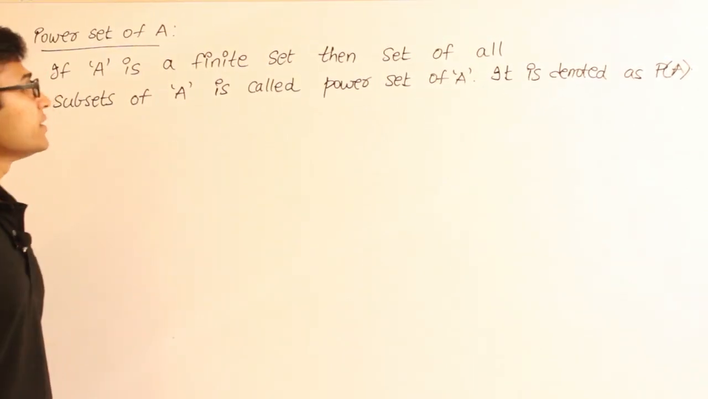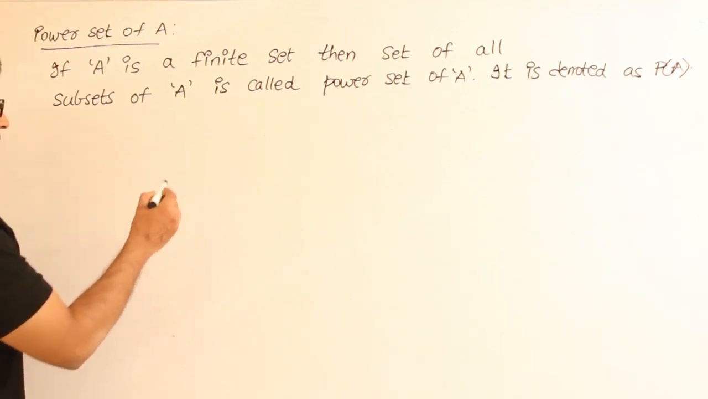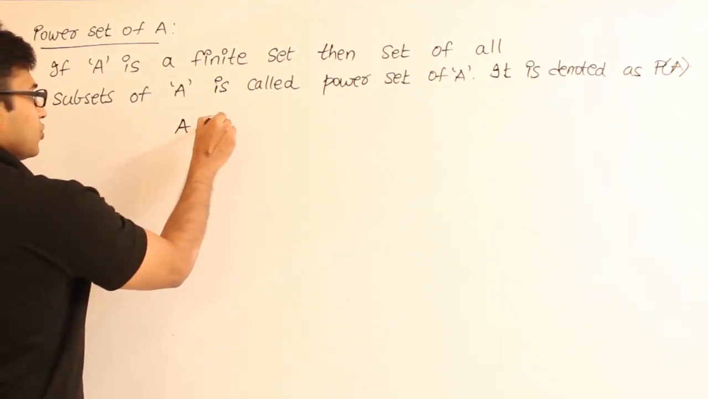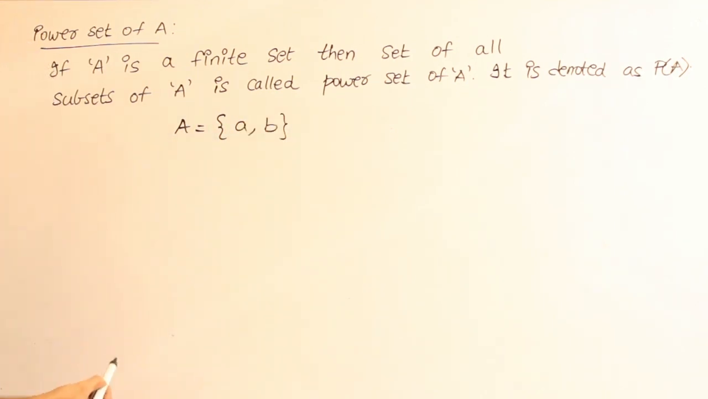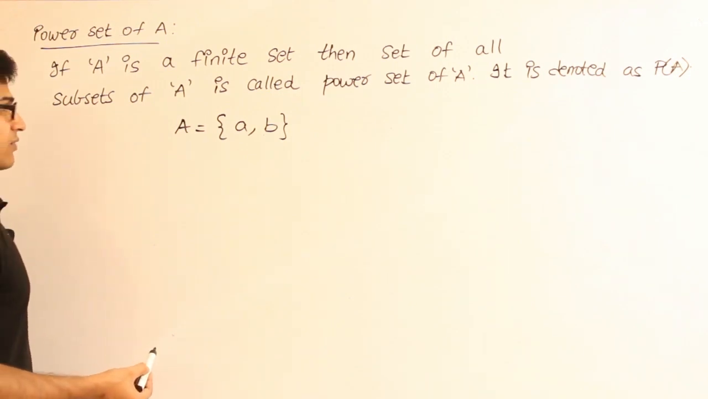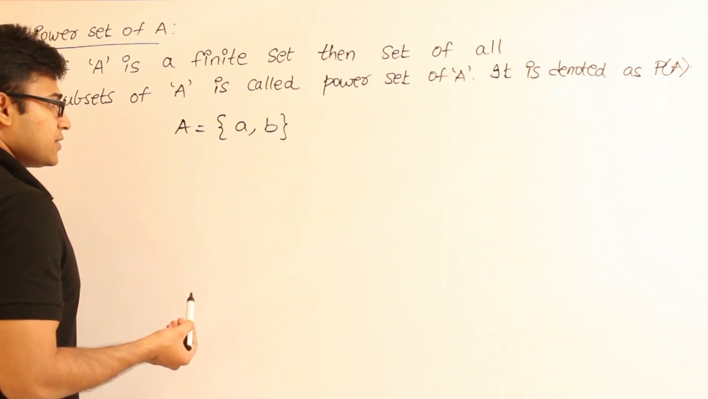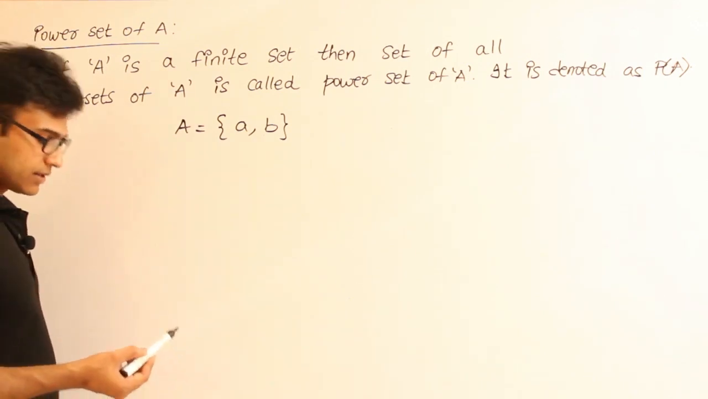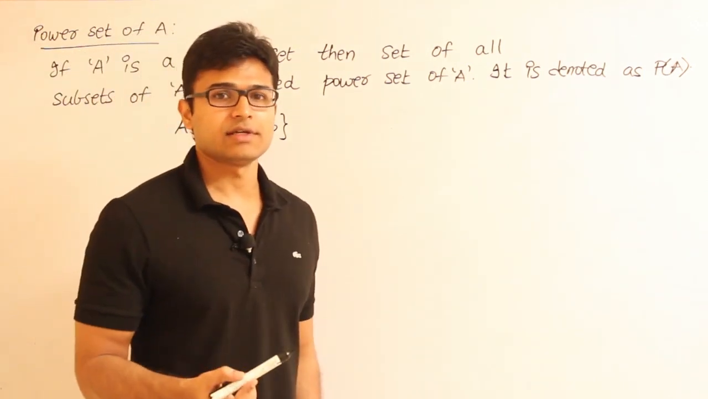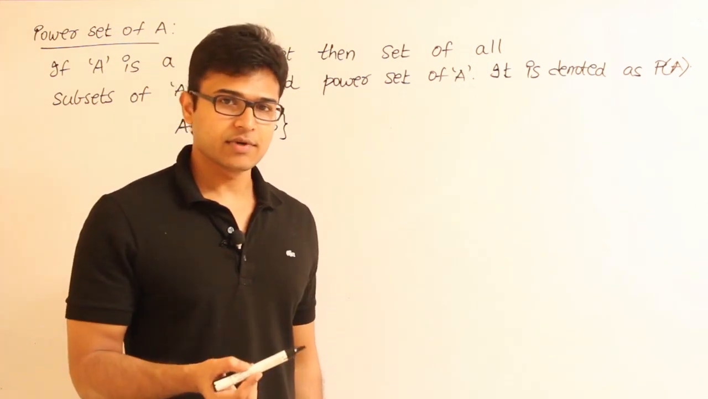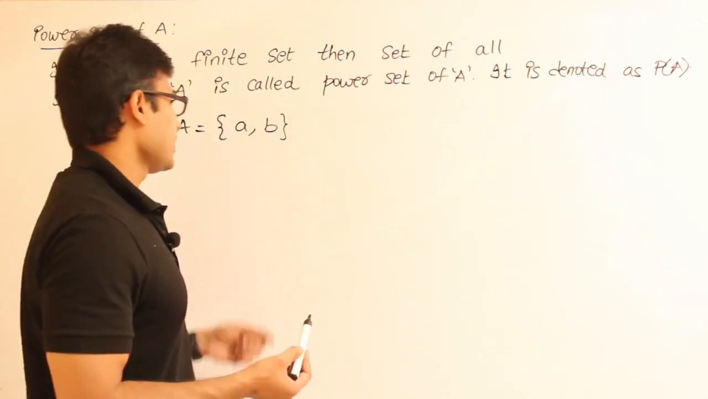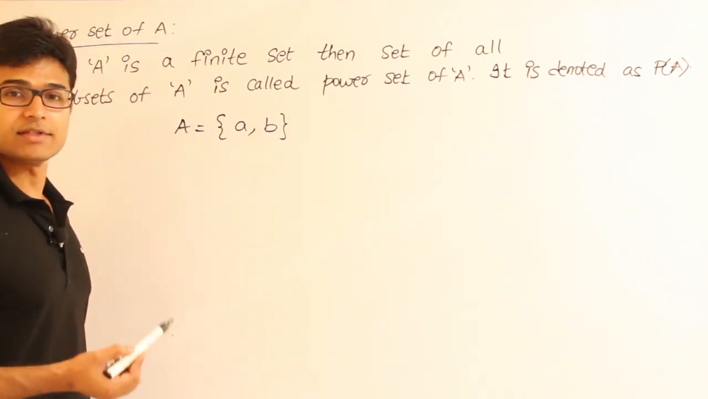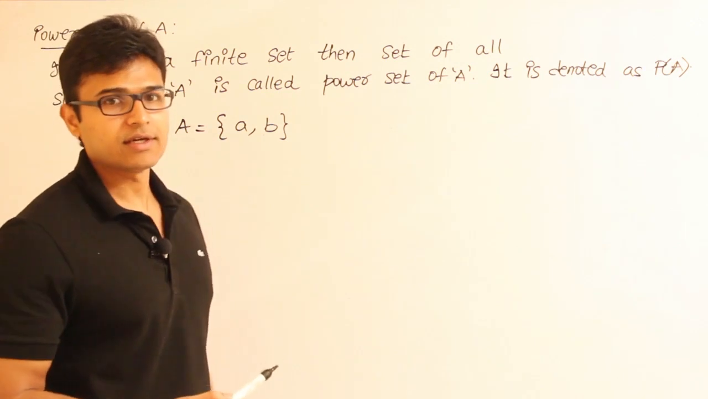So I'll just explain what it means. Let us say we have a set capital A with two elements a, b. Now we have to find out all the subsets of this set. First we go with the subsets of cardinality 0. And one more thing, there is a term called cardinality of a set. The cardinality of a set is nothing but the number of elements present in the set. For example, in this set we have two elements, therefore the cardinality of set A is 2.